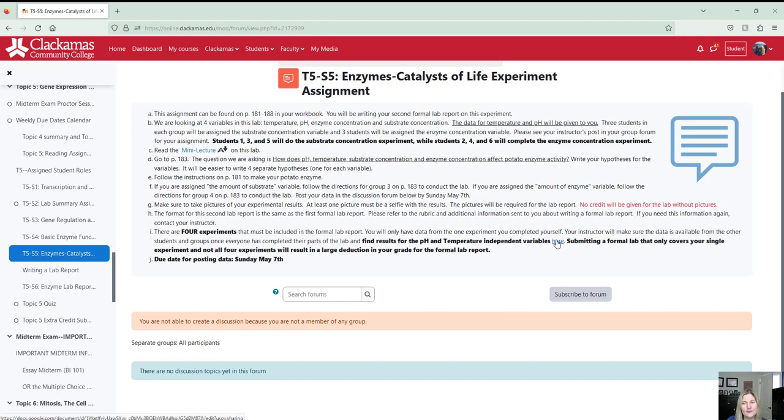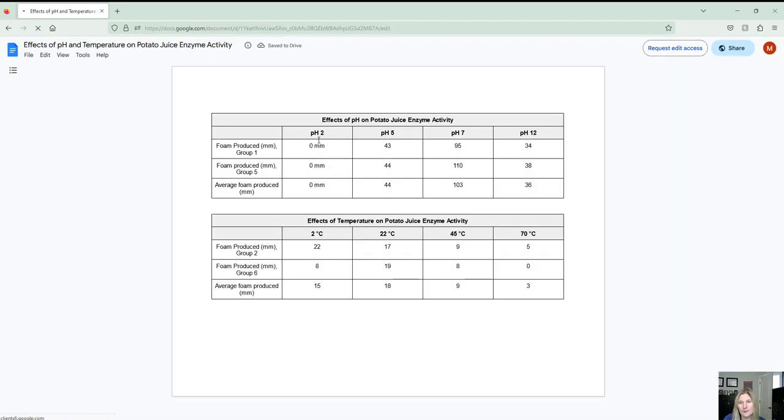Right there. Okay, so here's the results from the pH. So we have our 2 groups. Okay, so group 1 and group 5, you'll just write 0 for pH 2, 43 for pH 5, and so forth. So you'll just basically fill in that data right here.